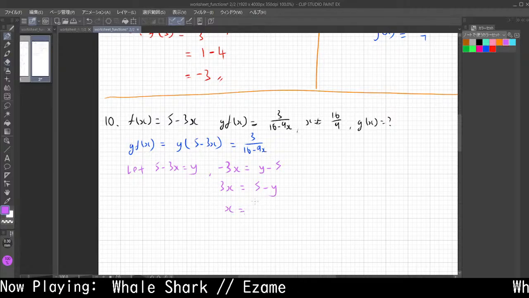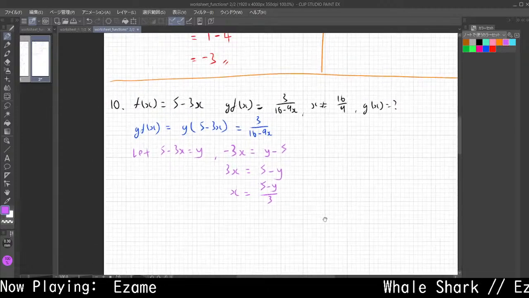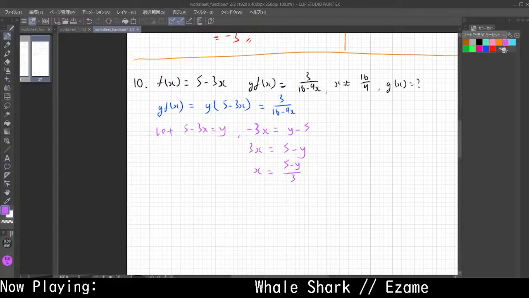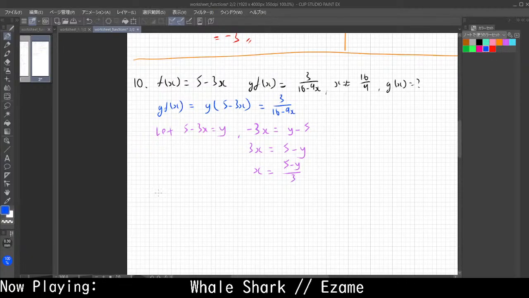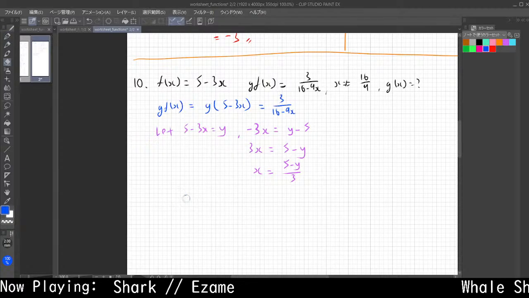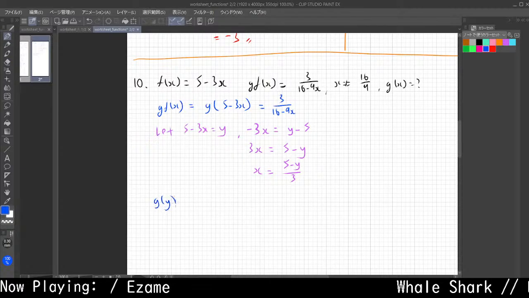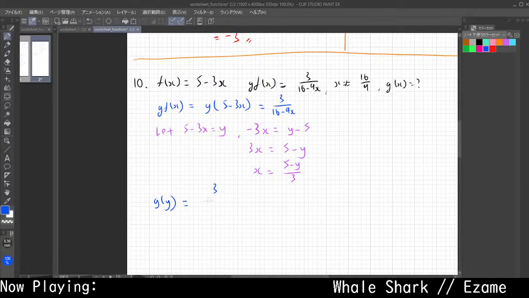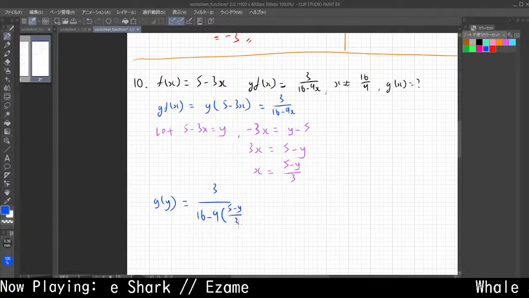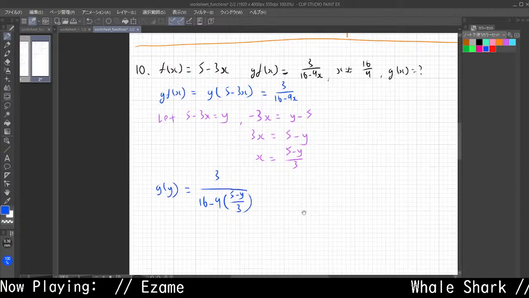Okay. 3 bring over to the other side, 5 minus y over 3. This is x in terms of y. Okay, there you have it. So your g(y) is equal to 3 over 16 minus 9 bracket, replace x with the expression in terms of y, 5 minus y over 3, bracket close.